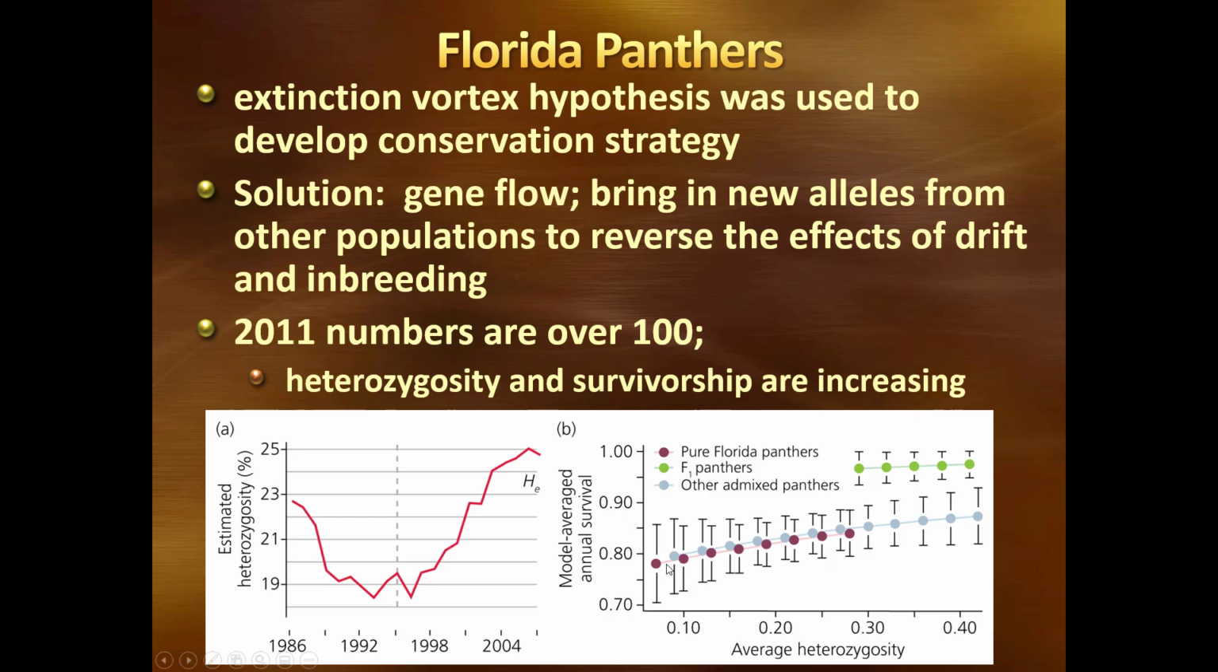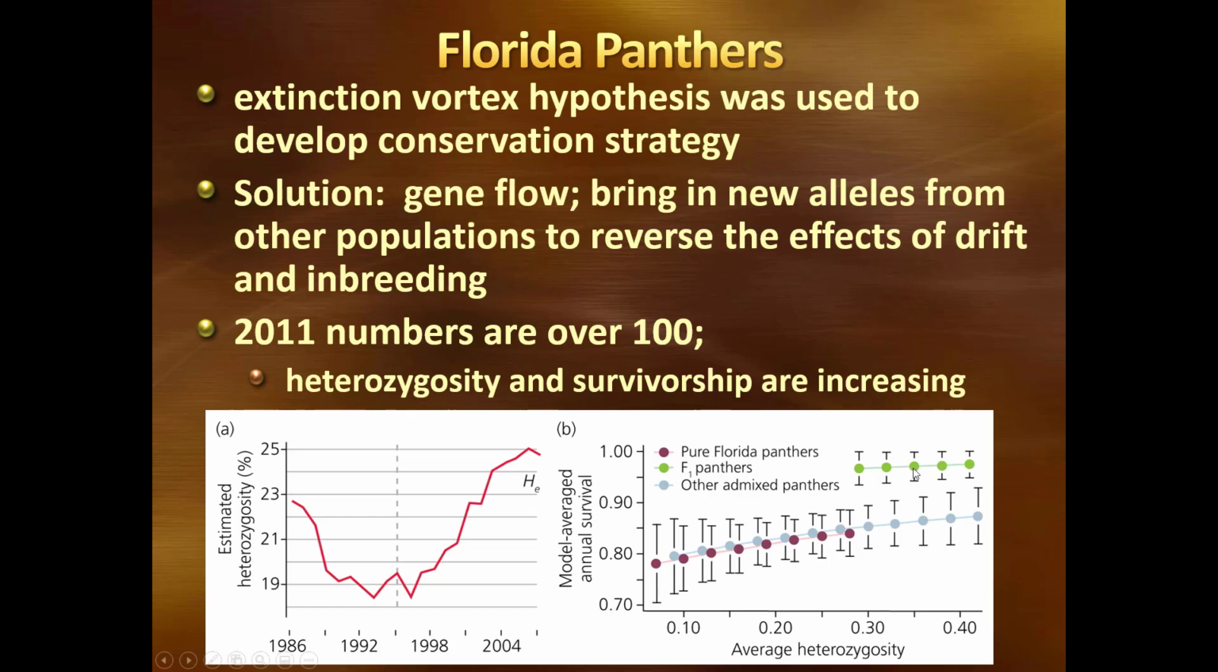panthers. We're seeing pure Florida panthers in the red dots. We're seeing admixed panthers, where populations were combined with one another, in the blue dots. We're seeing that if you increase heterozygosity, you clearly do increase the survival a little bit. Clearly, really low heterozygosity has a lower survivorship and a lot more variable survivorship. But look at what happens up here with these green data points.